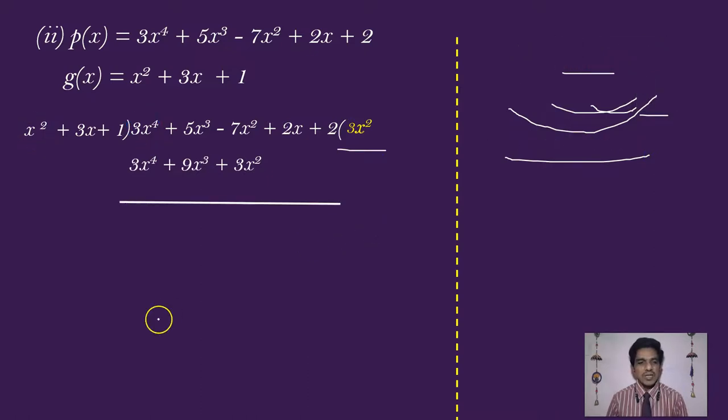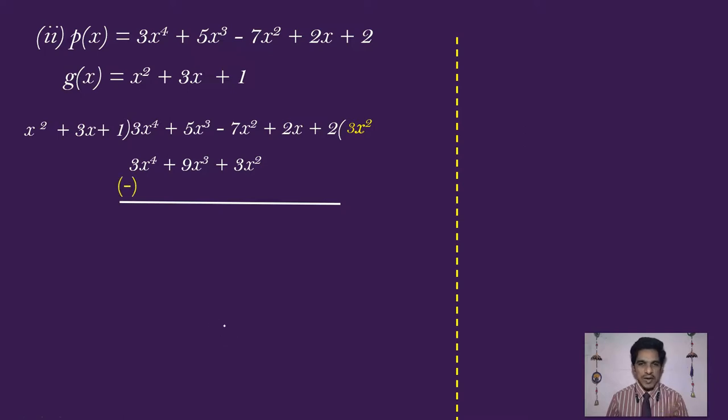Let us do the subtraction. For doing subtraction, you have to change the signs. So 3x power 4 becomes minus 3x power 4, plus 9x cube becomes minus 9x cube, plus 3x square becomes minus 3x square. So 3x power 4 minus 3x power 4 is 0, this is plus 5 and this is minus 9. Plus 5 and minus 9 will give you minus 4x cube. Again here you have minus 7 and this is minus 3. Minus 7 and minus 3 is minus 10 x square. In the variable part, x square. Now you have to carry plus 2x.